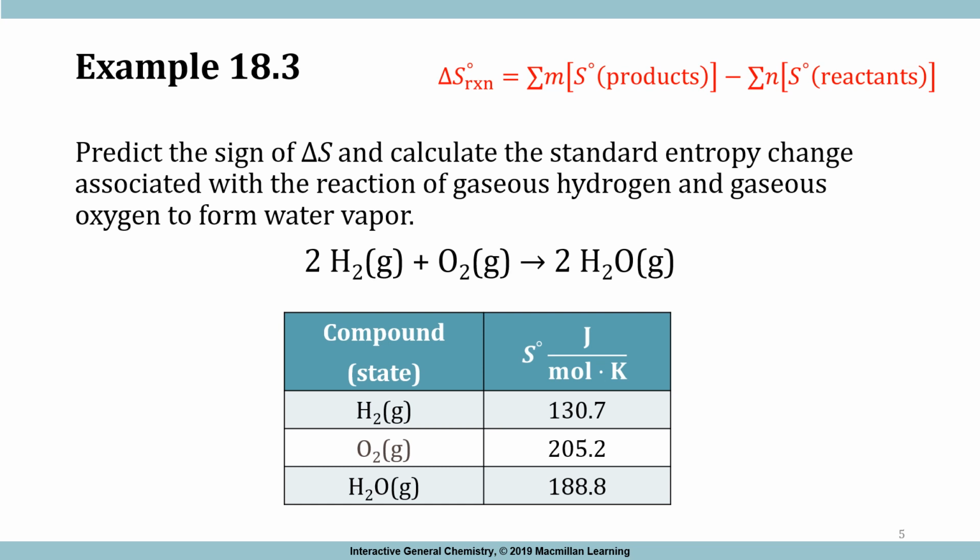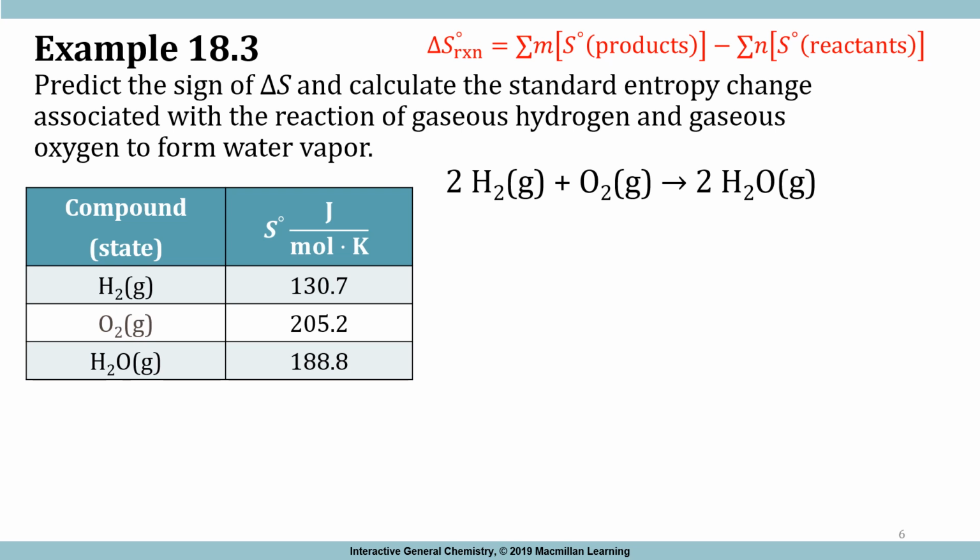Problem 18.3: predict the sign of delta S, so we have to figure out if it's a plus or minus, and then calculate the standard entropy change associated with the reaction of gaseous hydrogen and gaseous oxygen to form water vapor. In order to calculate these problems, I need to know what the reaction is, and I need to know what the entropies are for each individual reactant so I can set up the equation.